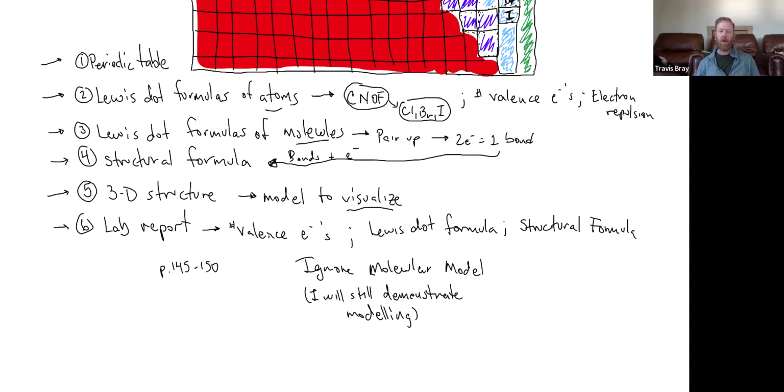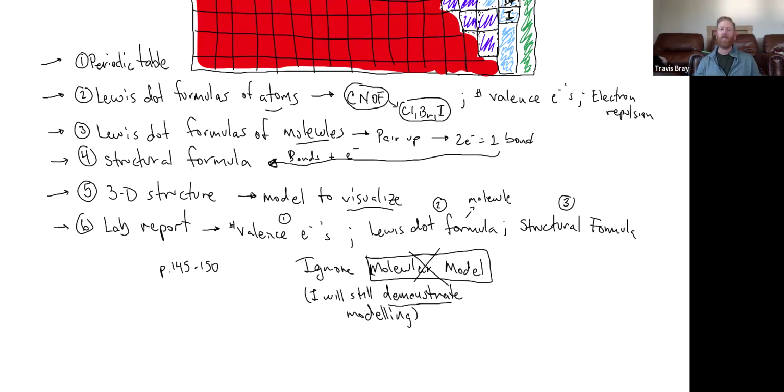You will be counting out the number of valence electrons. You'll be doing a Lewis dot formula of the molecule. You'll be doing a structural formula of the molecule. You will ignore the first column, and we will not do the molecular models, but I will still demonstrate the modeling to help you see what these look like.